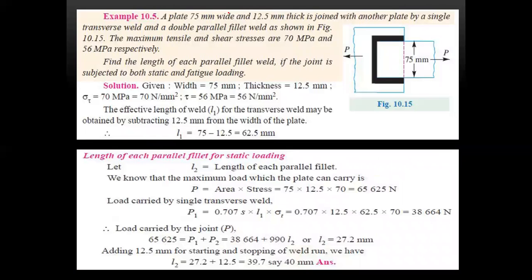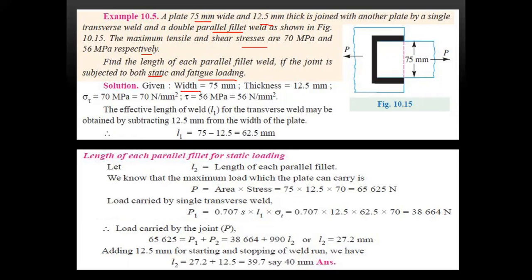Now see the next one. A plate of 75 mm wide and 12.5 mm thick. So here the plate width is 75 mm, and the thickness is 12.5, joined with another plate by a single transverse weld and a double parallel fillet weld as shown in the figure. The maximum tensile and shear stresses are 70 MPa and 56 MPa respectively. Find the length of each parallel fillet weld. The joint is subjected to both static and fatigue loading.